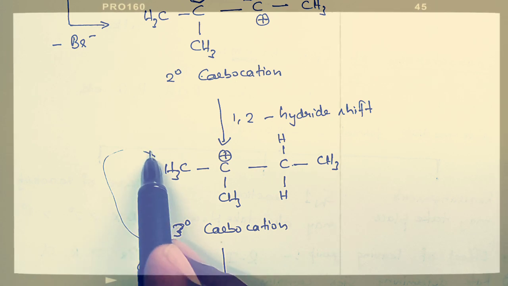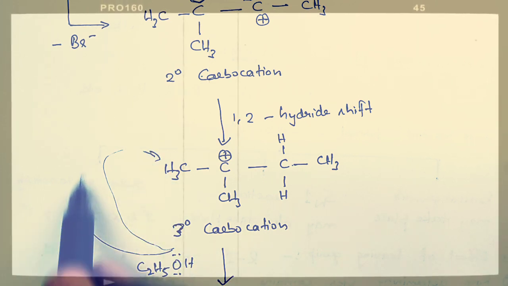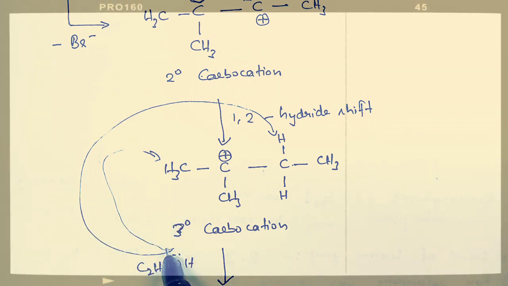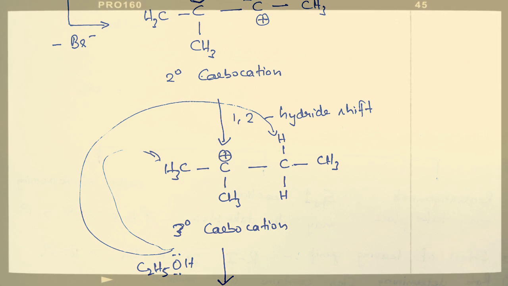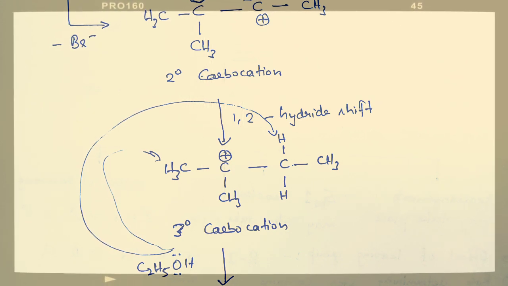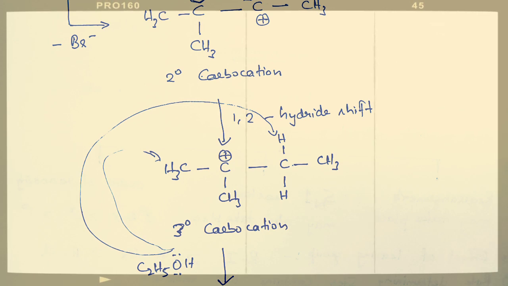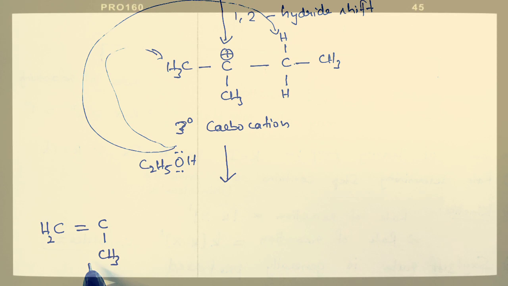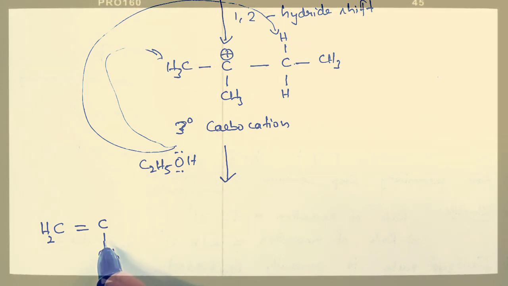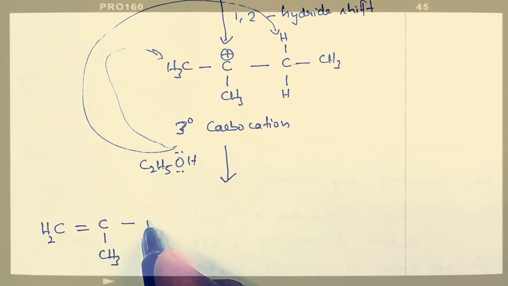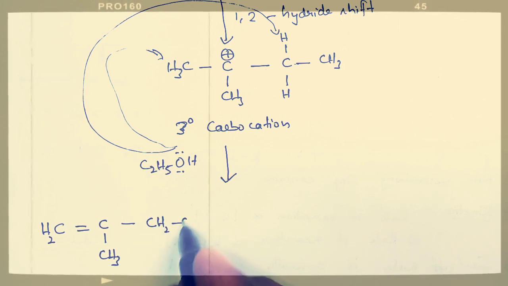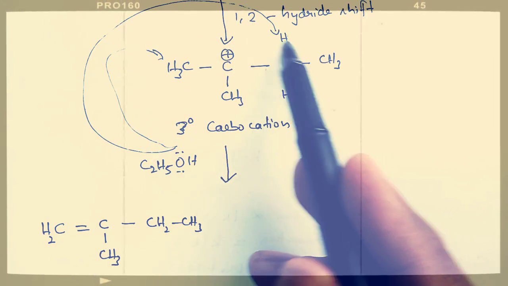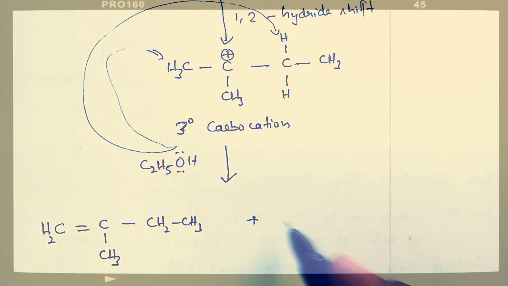Here the lone pair of electrons may be given to this hydrogen, or they may be given to this hydrogen. Both of them are beta hydrogens. There are two chances. If the lone pair of electrons are given to the first set of hydrogen, then we will get the product CH2 double bond CH3, single bond CH2, single bond CH3. It may also be donated to the other beta hydrogens.